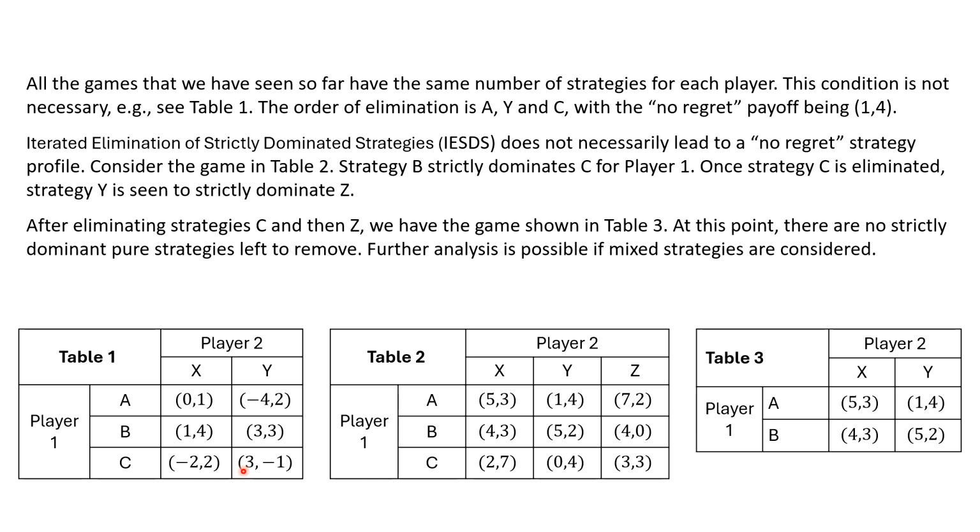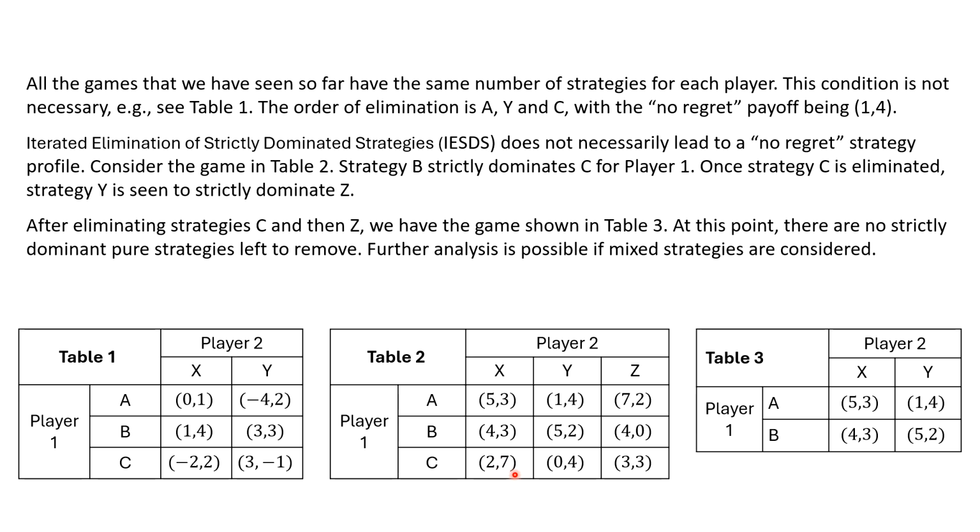to test your understanding. Then the second example, these two matrices here, I want to talk about next, and that's the process we've used here and on the previous slide and on this example is called the iterated elimination of strictly dominated strategies, which I abbreviate as IESDS. And that does not necessarily lead to a no regret strategy profile, and I'll show that here.